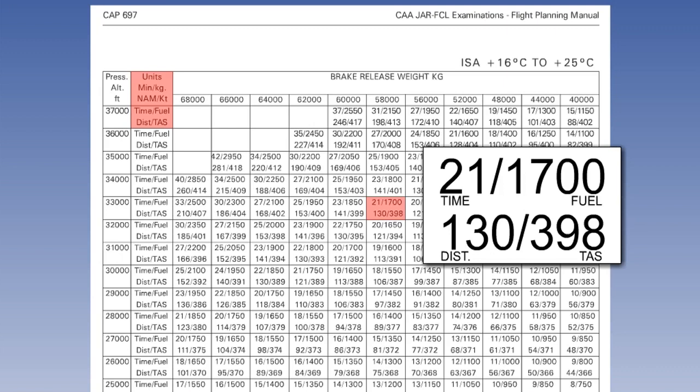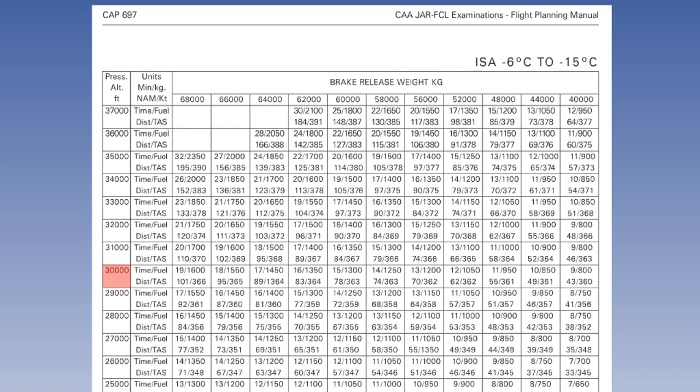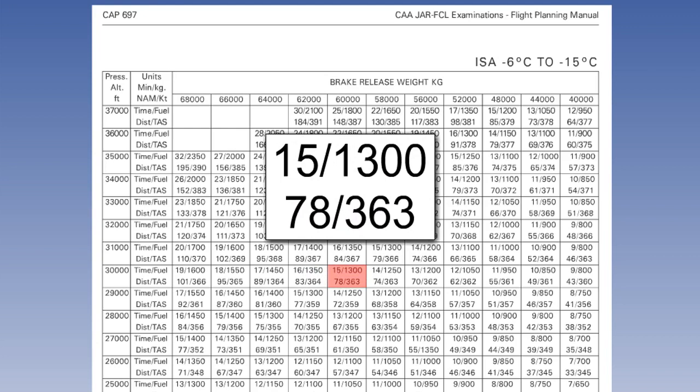To illustrate the point, turn to Figure 451 on page 19. On page 19, enter at 30,000 feet pressure altitude at the left of the table, and go right to intercept a brake release weight of 60,000 kilograms. We can now read off the time to climb of 15 minutes, fuel used 1,300 kilograms, distance covered 78 nautical air miles, and the average true airspeed in the climb 363 knots.